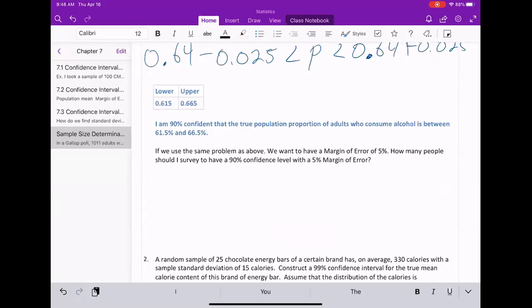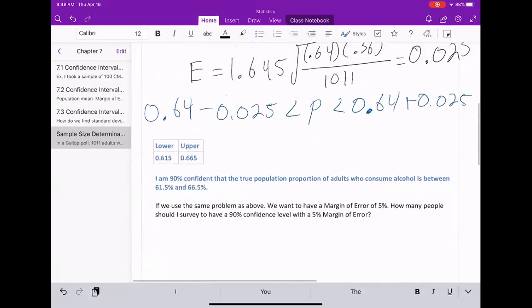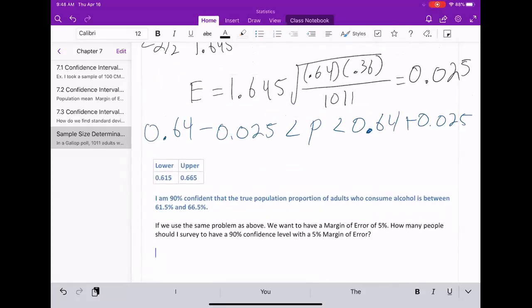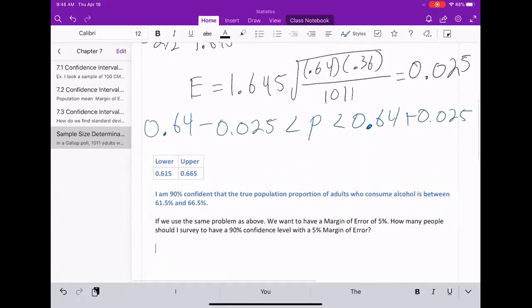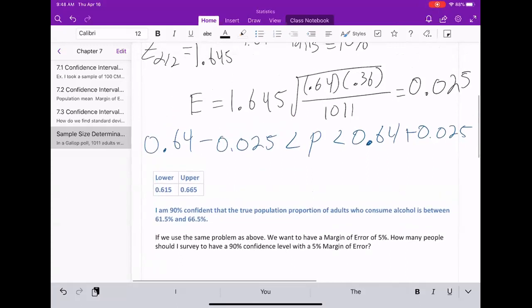What you use these formulas to do is say, I want to know where I would like my answer to fall. So how many people or things do I need to sample? I think the best way to talk about these formulas is to apply them to a problem. If we use the same problem as above, we calculated our margin of error above, and we got 0.025, which is about a 2.5% margin of error.